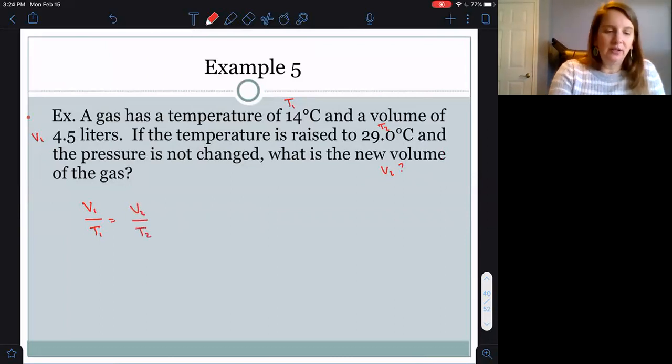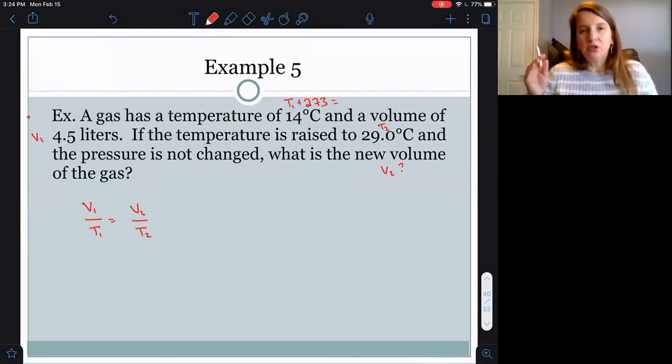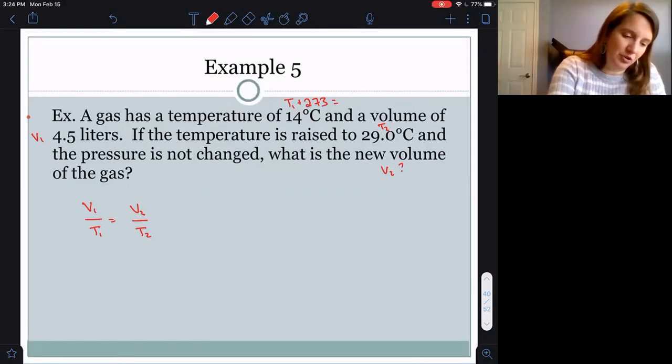Now make sure that you add 273 to your temperatures. Even if you're looking for a temperature and the first temperature is in Celsius, you always have to convert to Kelvin first, and then you would have to convert back to Celsius if it was asking you for a Celsius temperature. So that's 284 Kelvin.